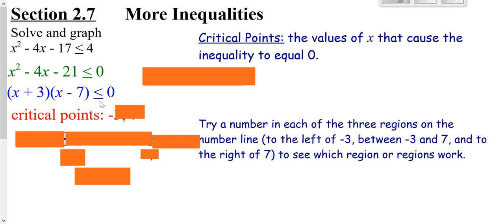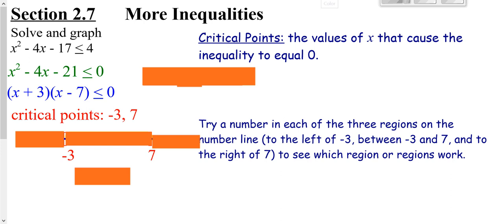Now, we do have an inequality rather than an equation. What is in our parentheses that makes it 0, so like -3 here and 7 here, I refer to as our critical points. They divide your number line into regions that work and regions that don't. So draw a number line, put down -3, put down 7, then we're going to try a number from each region to see if it works or doesn't work.